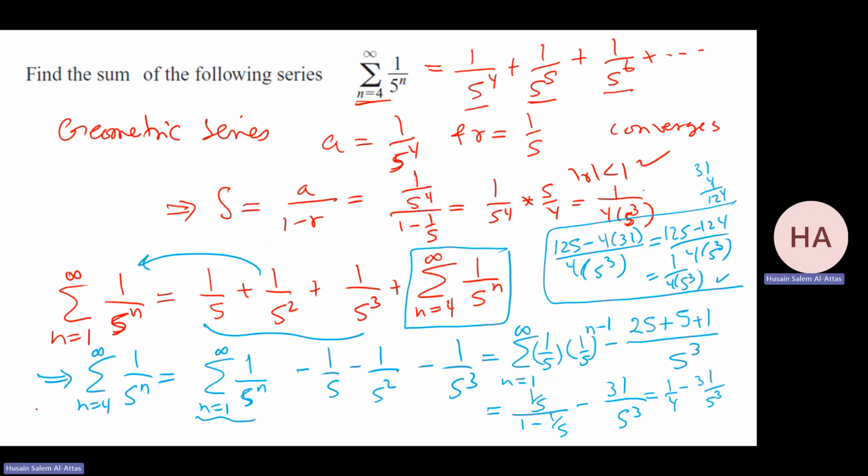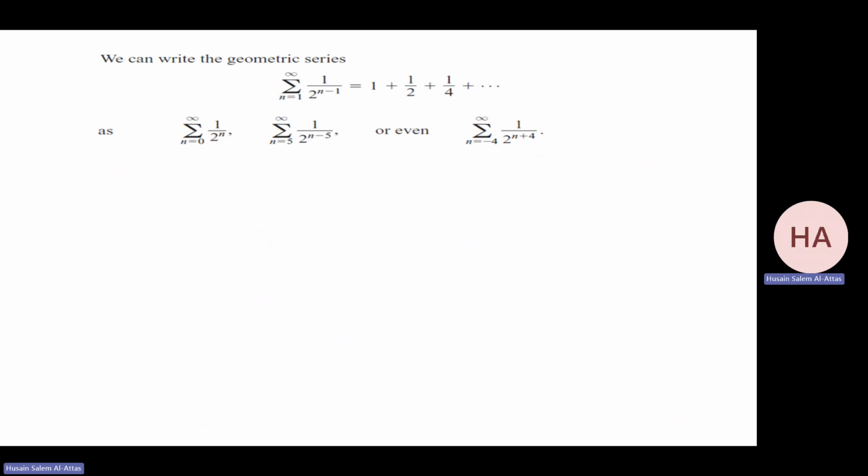Which is the same answer. So sometimes I need to learn how to rewrite the geometric series with a different starting point.